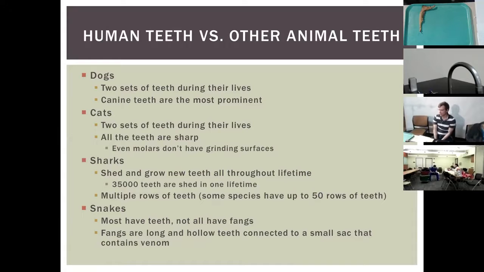And snakes, when we think of snakes, we think of fangs a lot of times, or at least I do. Most snakes have teeth, but not all snakes have fangs. And fangs are a sort of modified tooth. They're long and they're hollow, and they're connected to a small sac that contains venom. So when they bite into their prey, that venom is going to travel through that hollow fang and into the prey.